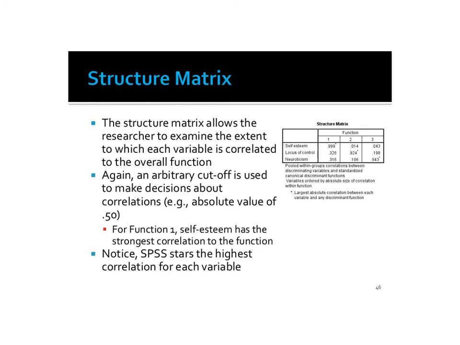In function 2, as we look down, although we know that function 2 is non-significant, locus of control is the major contributing factor. When we get to function 3, neuroticism is the major contributing factor here. It's the only one. However, what we know is function 2 and function 3 do not substantially contribute to understanding group mean differences. So we don't need to interpret those.